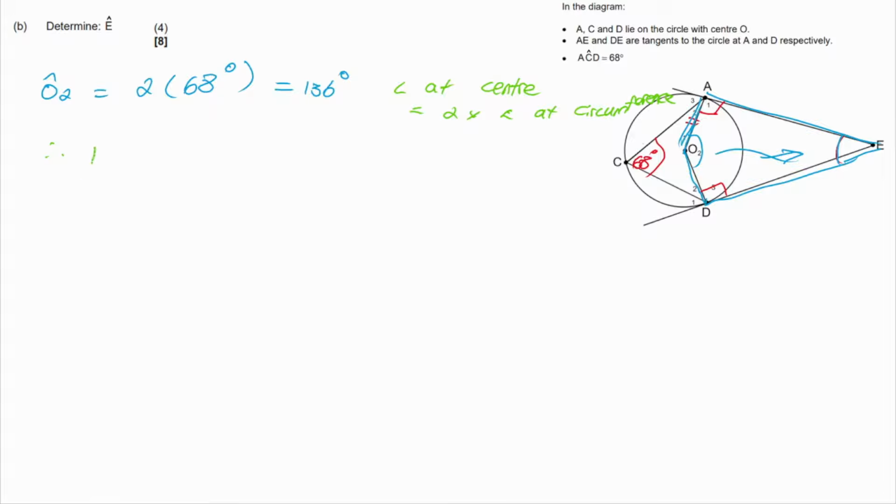Okay, so I can say therefore angle E is equal to 180 minus 136, which is 44 degrees. And the reason there is opposite angles of cyclic quad. Okay, not too bad for 4 marks.